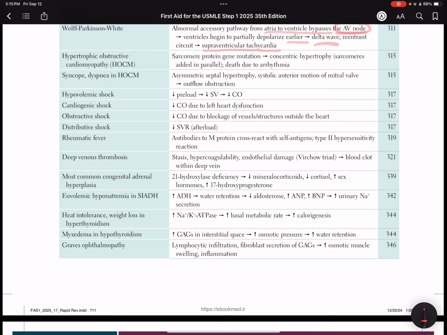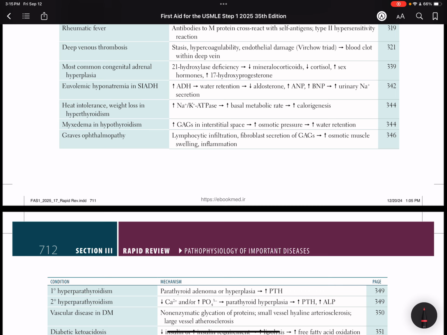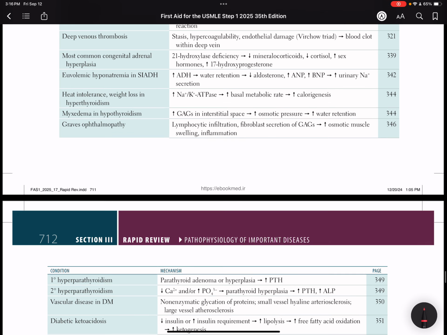Next condition, deep vein thrombosis, DVT, is stasis, hypercoagulability, and endothelial damage. This triad is called Virchow's triad. This leads to a blood clot within a deep vein. Most common congenital adrenal hyperplasia: 21-hydroxylase deficiency leads to decreased mineralocorticoids, decreased cortisol, increased sex hormones, and increased 17-hydroxyprogesterone.